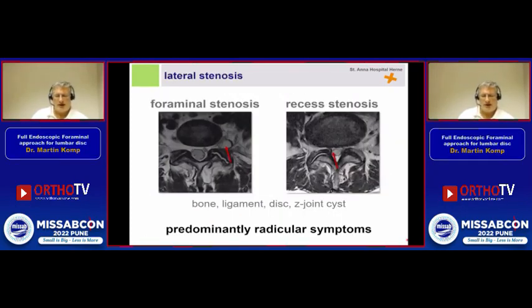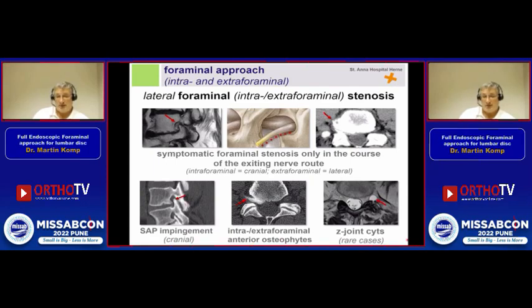So what about the foraminal approach in stenosis, especially lateral stenosis? We divide lateral stenosis into foraminal and recess stenosis. Mainly we're talking again about radicular symptoms. When we're talking about foraminal approaches in stenosis, we always have to identify where the problem is.